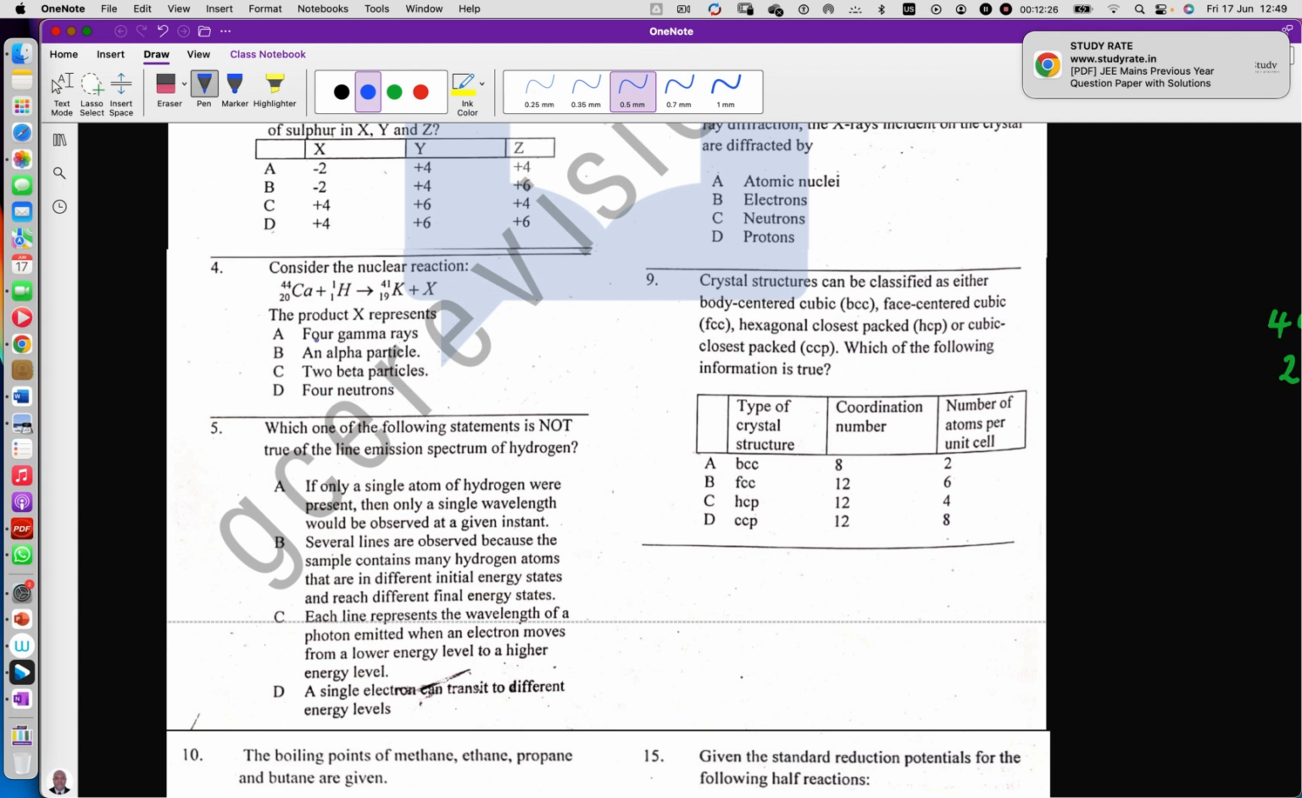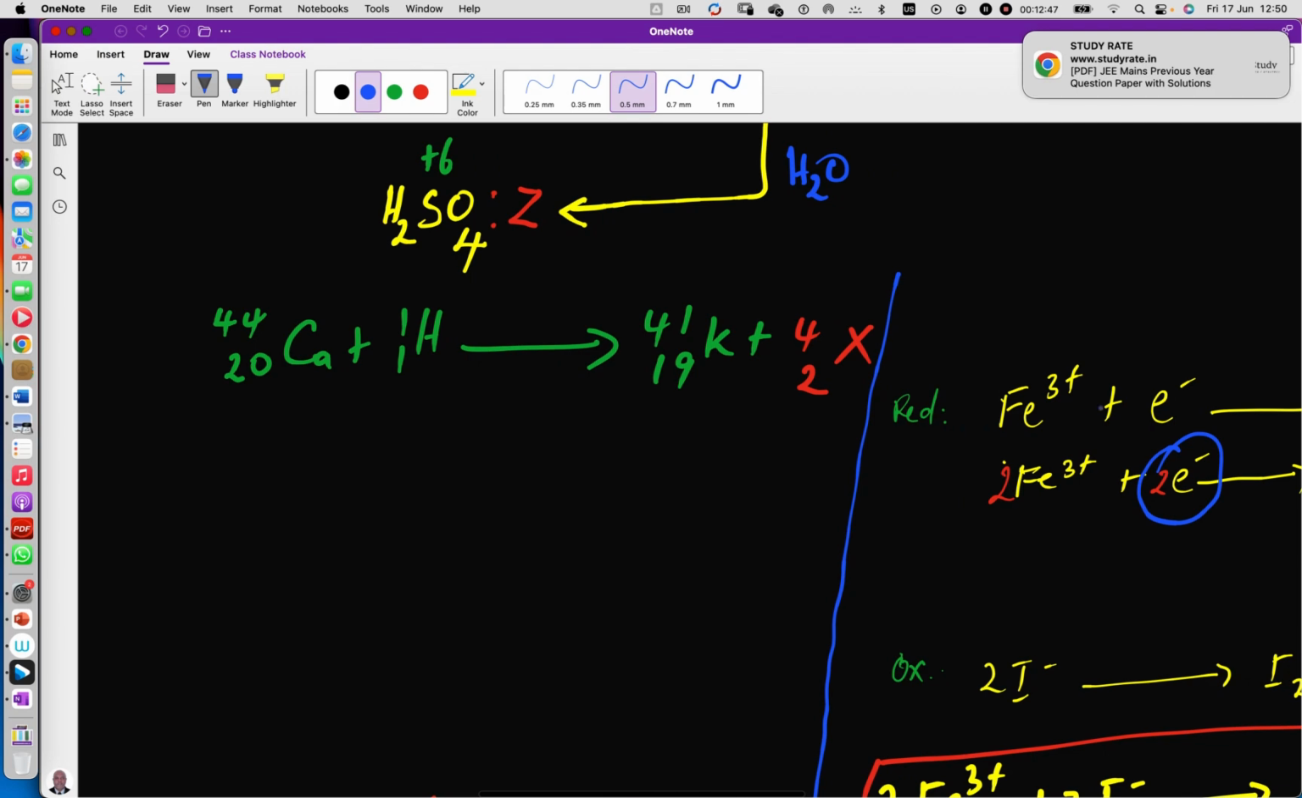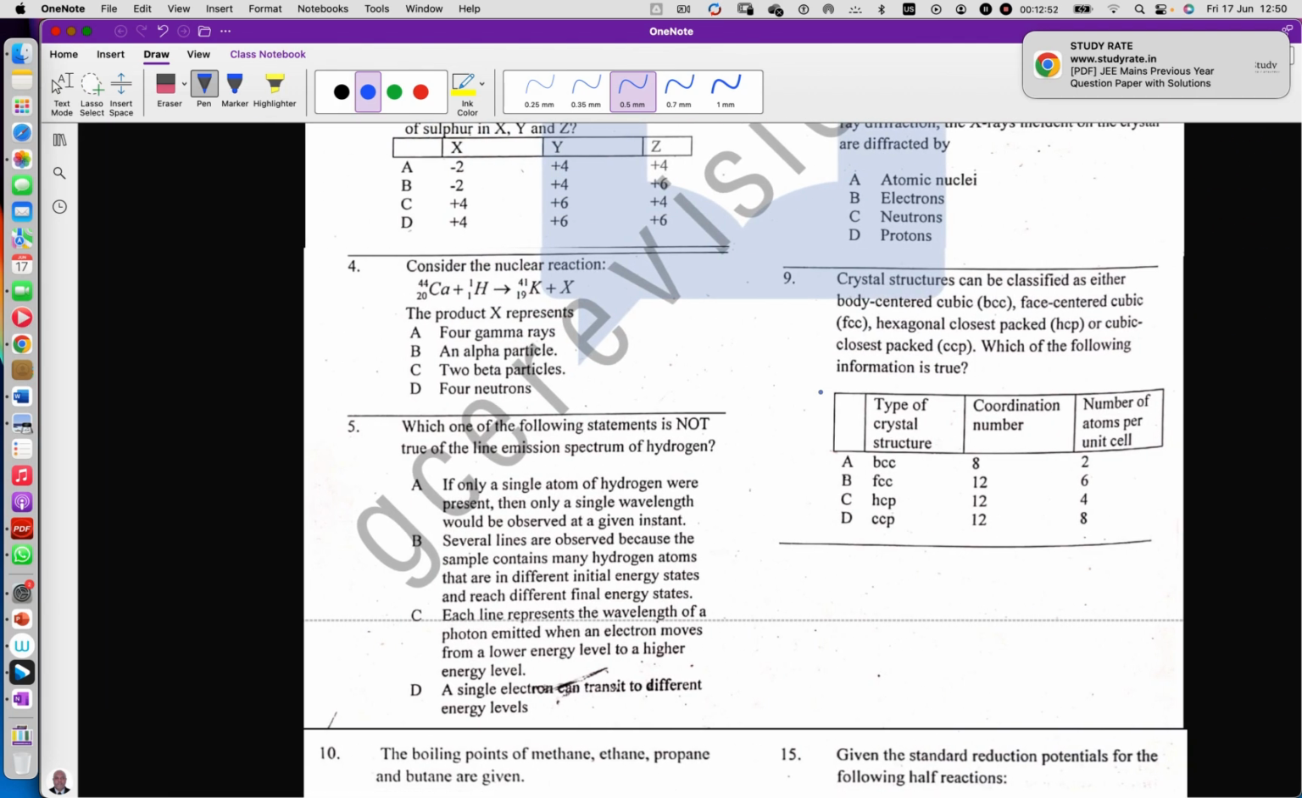It will represent an alpha particle, because an alpha particle, or a helium particle, has a mass of 4 and atomic number of 2. So our answer here will be B. Answer for 4 is B.